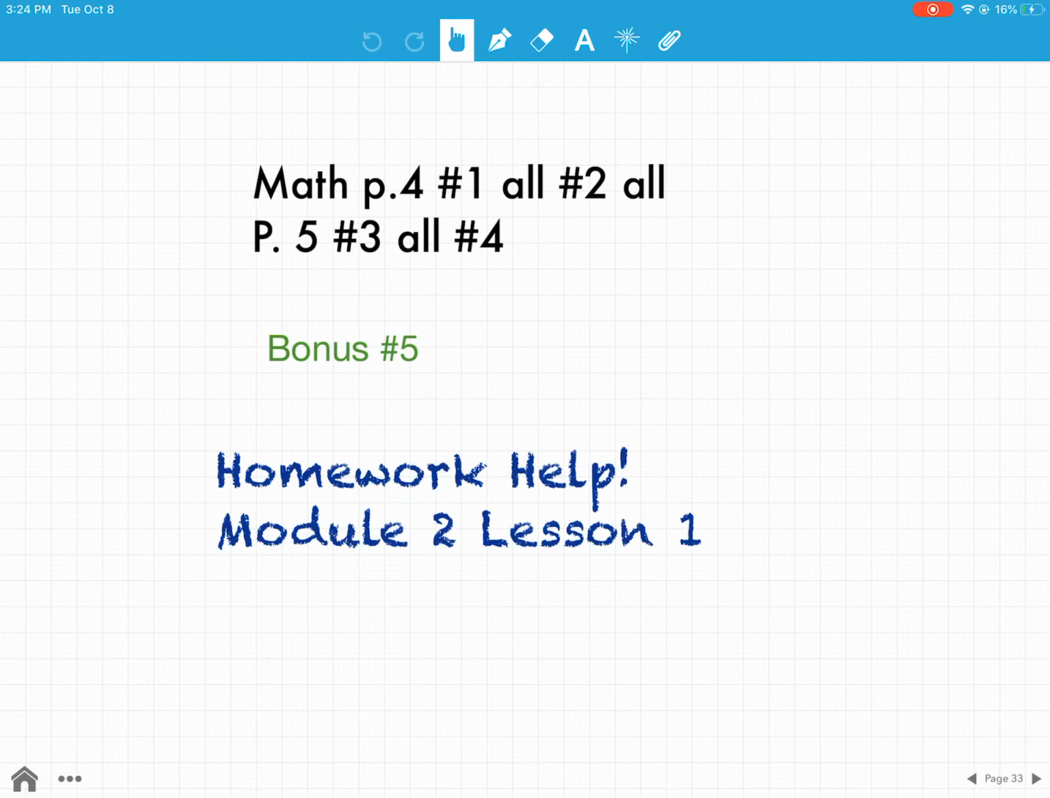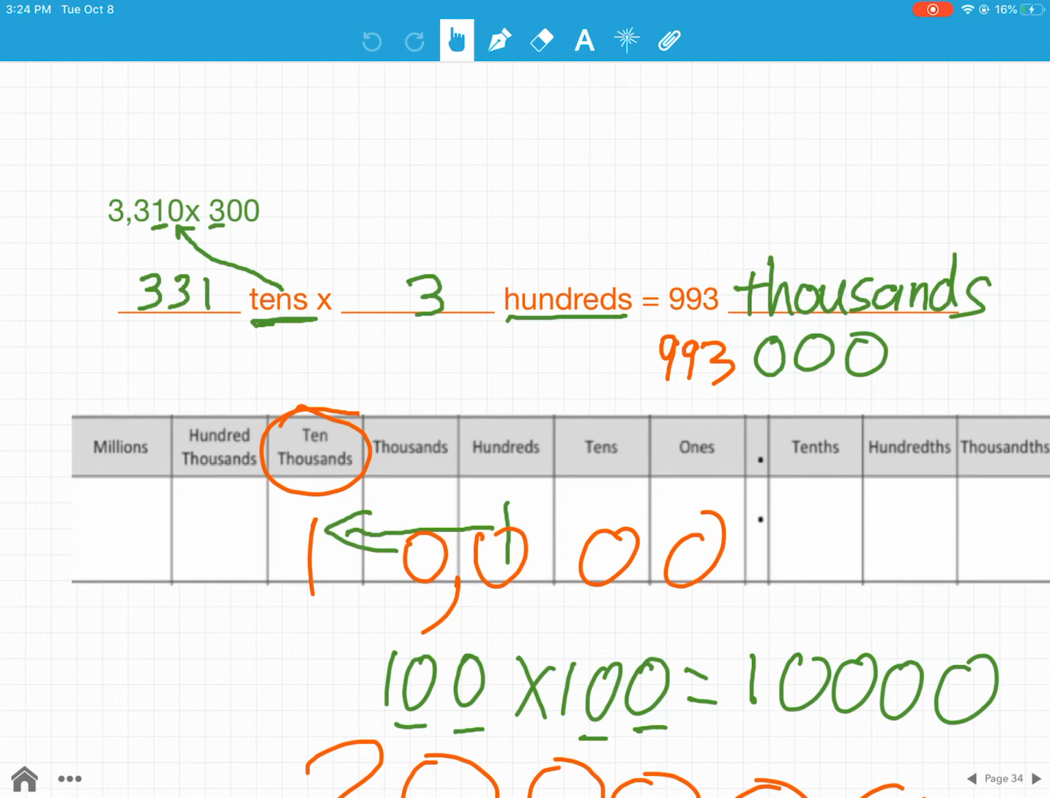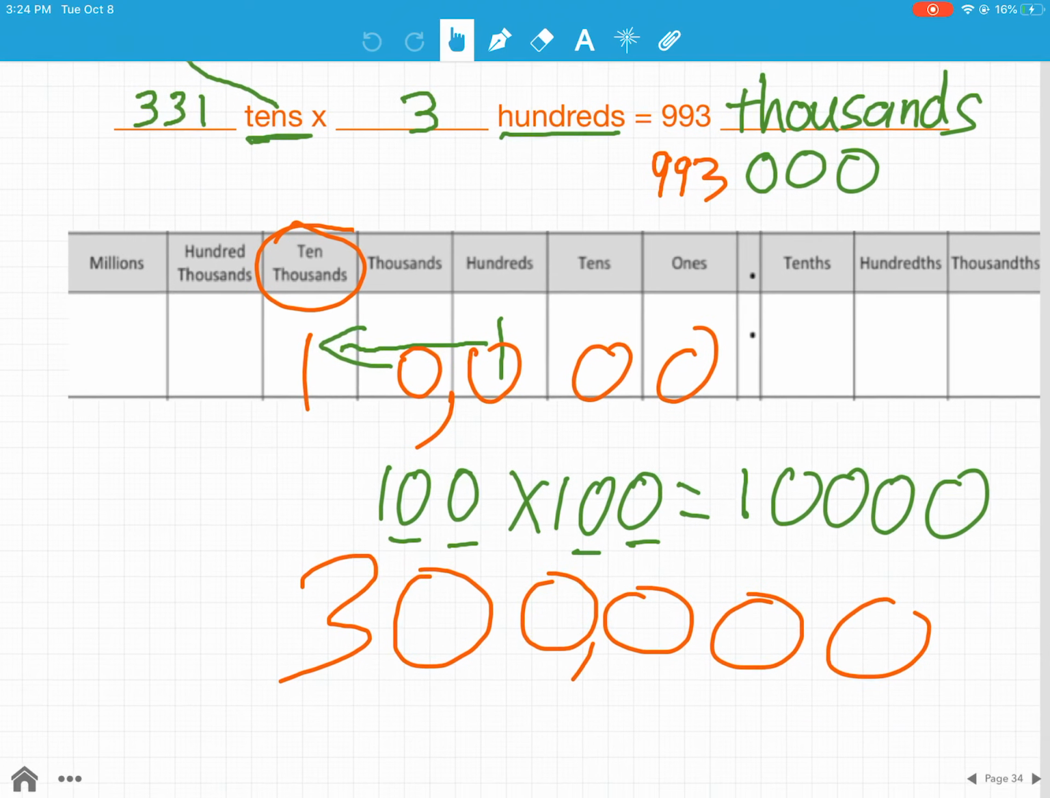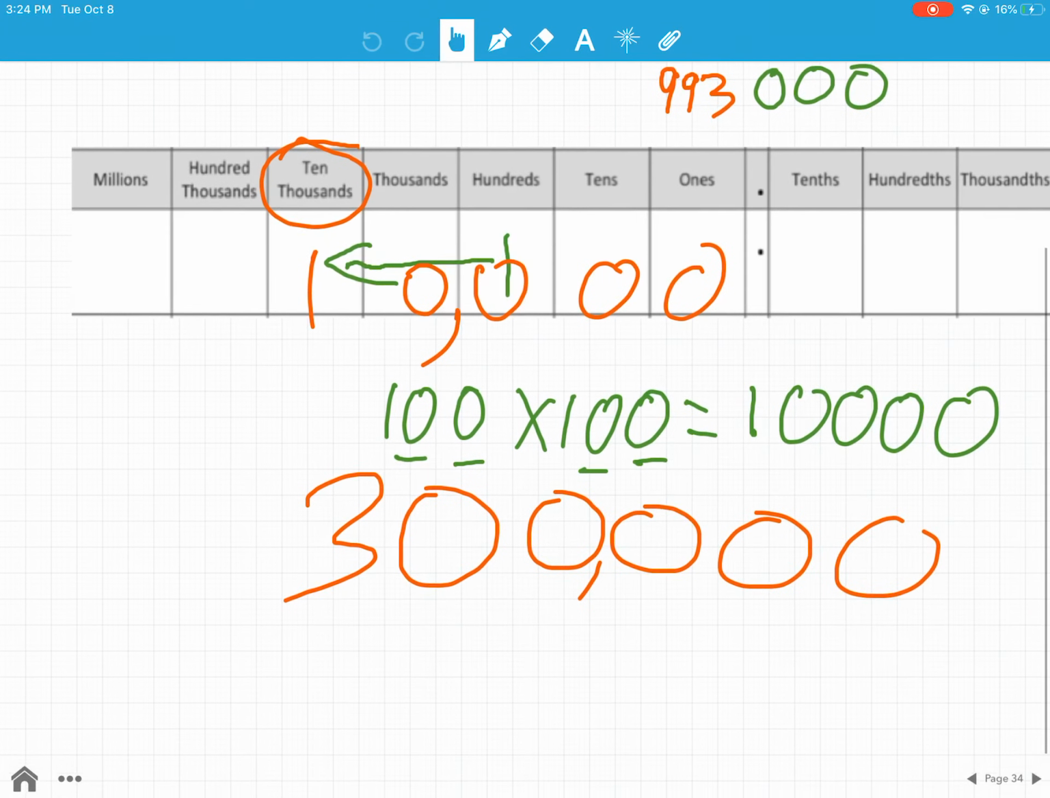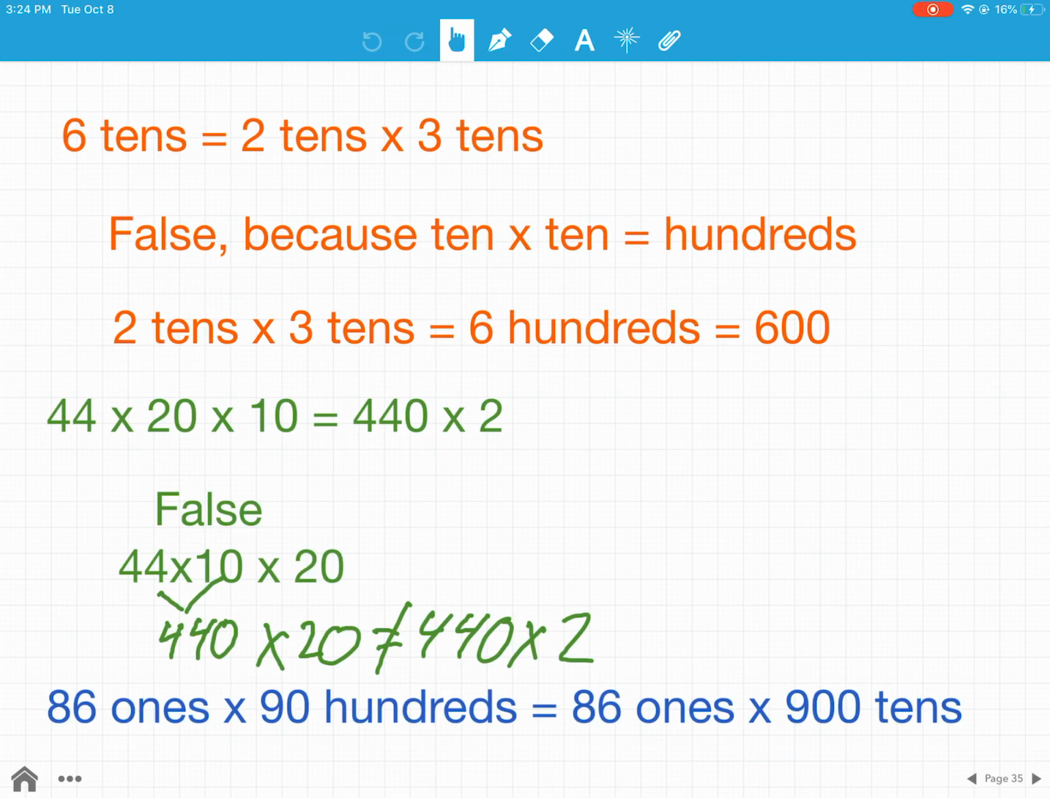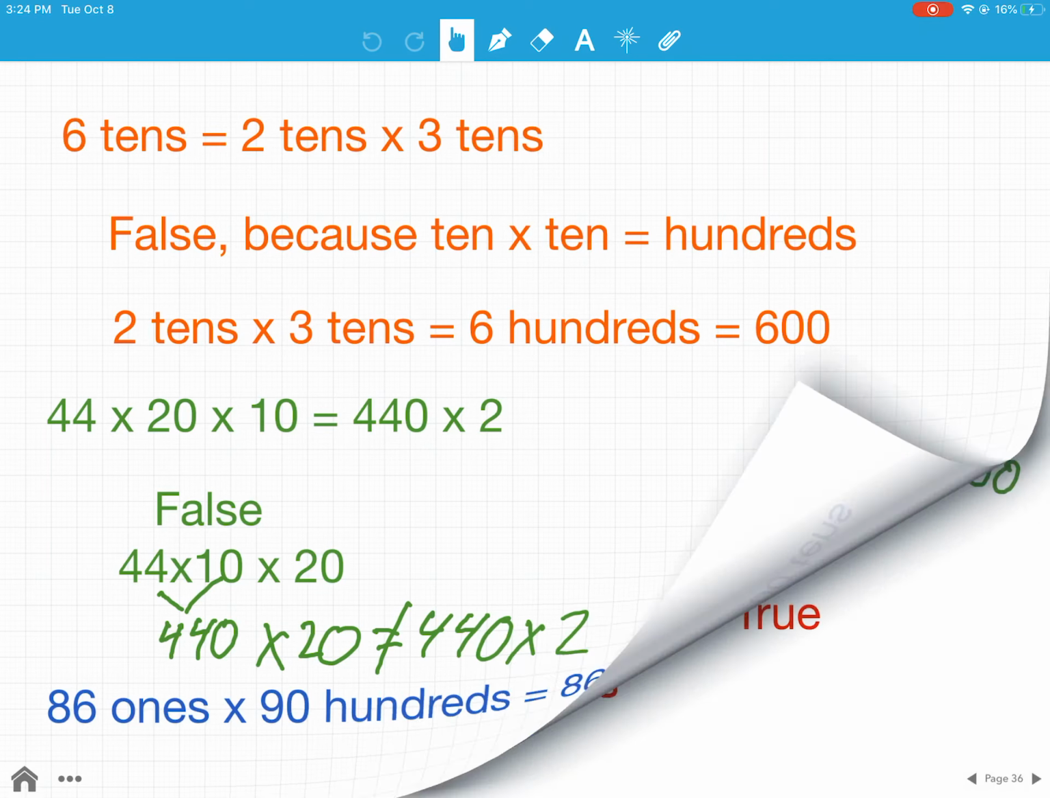Here's the homework. Here's some things we did in class. I'll just go quickly through them. You should have these in your notes already for the practice module set.